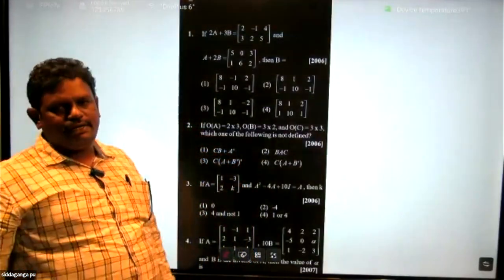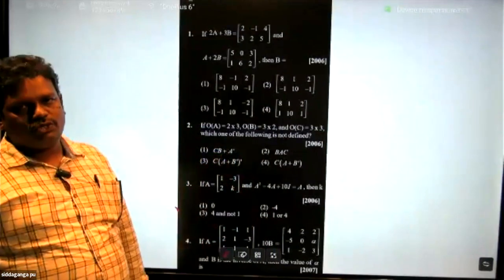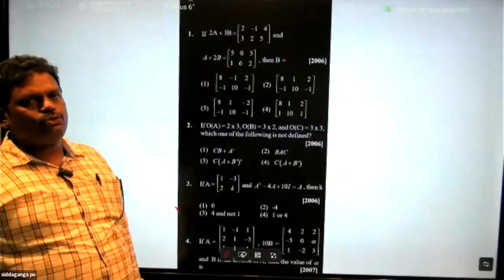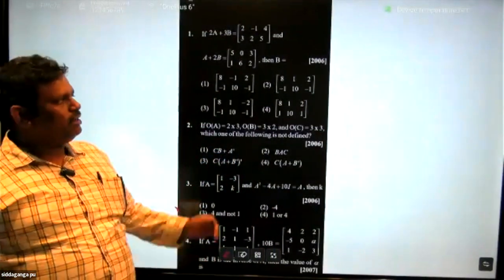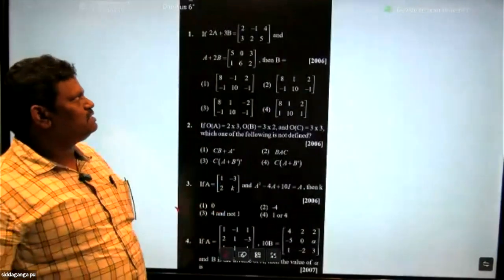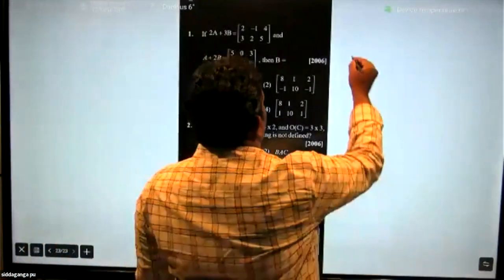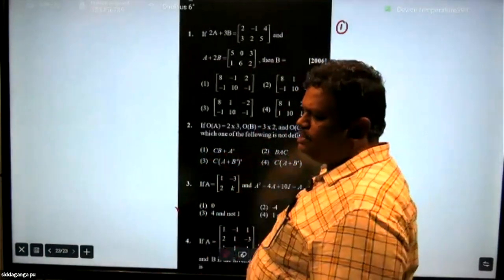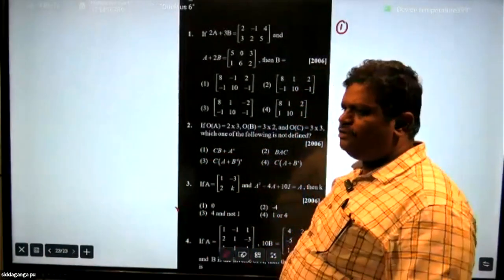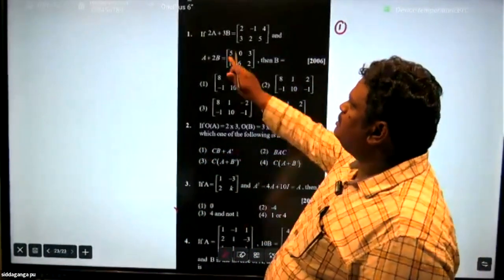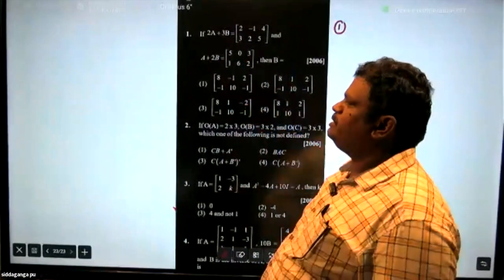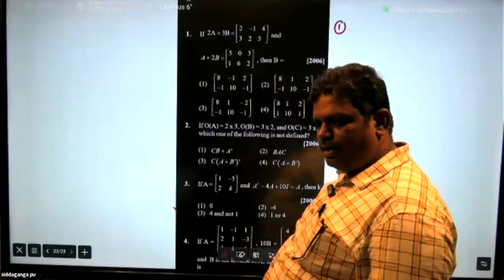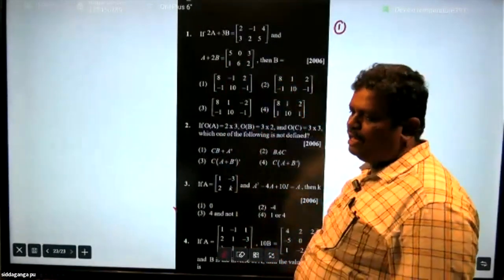Now this session we will solve the questions from previous years, 2006 to 2023. The first one is given; we already learned this concept. How do we solve these questions? There is a lengthy procedure, and shortcut methods we can apply to get answers easily. Here 2A plus 3B is equal to one matrix given, A plus 2B is equal to another matrix given, and we want to calculate the B value.